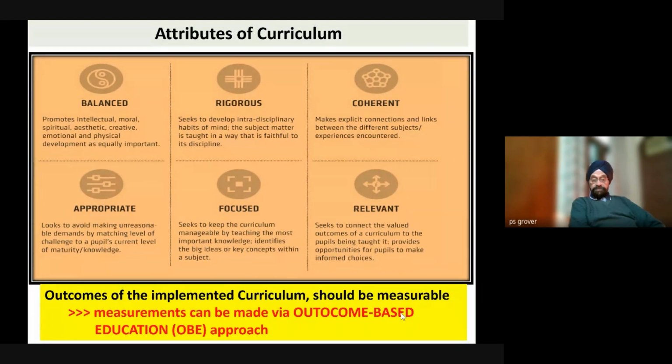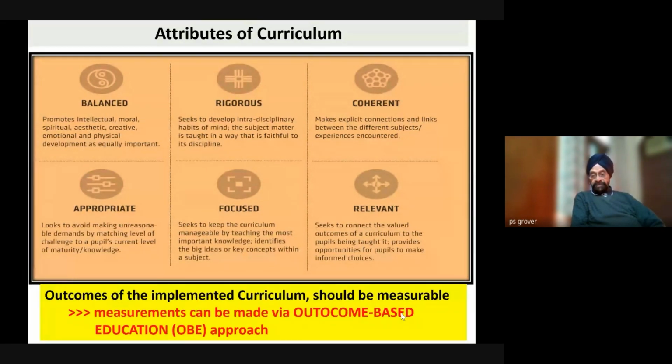Focused. It seeks to keep the curriculum manageable by teaching the most important knowledge, identifying the big ideas or key concepts within the subject. Now, simply taking a textbook and teaching will not do. I am aware many of my esteemed participants will be thinking, how is it possible? We are always under pressure to finish the syllabus. Yes, you are right. But when we are looking for a curriculum which makes a student a holistically developed and successful student, we need to apply our mind to what the good attributes of a curriculum are.